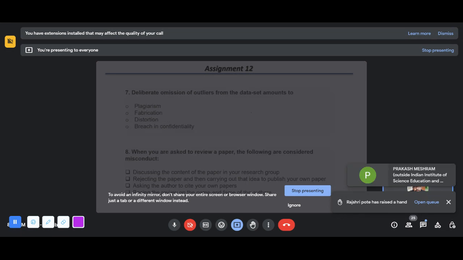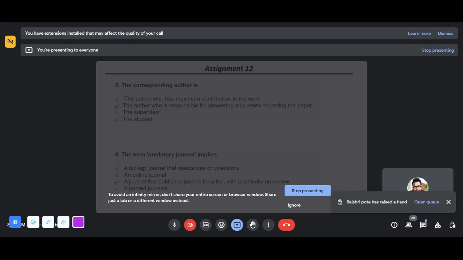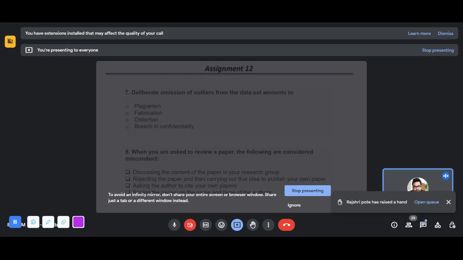Next, the deliberate omission of outliers from a dataset. Please go to the previous slide. Okay, the deliberate omission of outliers from the dataset amounts to plagiarism, fabrication, distortion, or breach of confidentiality. It is not plagiarism. It obviously is called fabrication. You're fabricating data. You're changing the data. That's why it is fabrication.